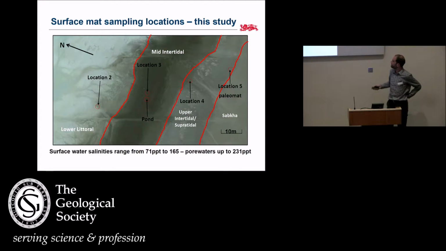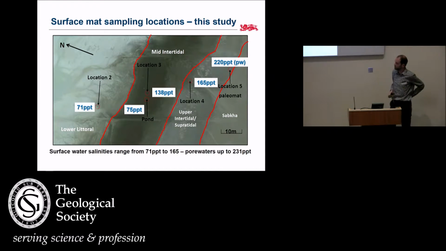So these are the locations I'm going to look at. A little bit dark, I see. So location 1 is too far into the water. We're not going to talk about that today. Location 2 is in the lower tidal area. Location 3 is in the mid. Location 4 is in the upper intertidal part. And location 5 is actually this buried mat. And location pond, the pond location is basically within this mid-intertidal range, a pond sample.